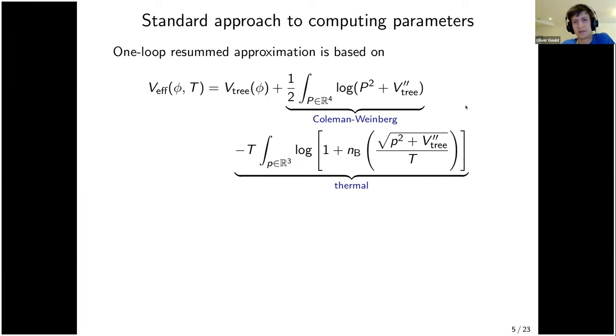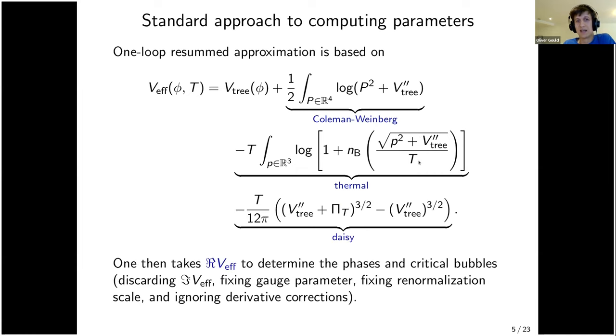But in the presence of a thermal bath, we also have thermal corrections. Here's the Bose distribution of the energy divided by the temperature. And then there's additionally a term called the Daisy term, which corrects the fact that the effective mass of this particle is not just V double prime, but also has a thermal correction. So here you can see this Pi_T is the thermal correction to the mass of this particle phi.